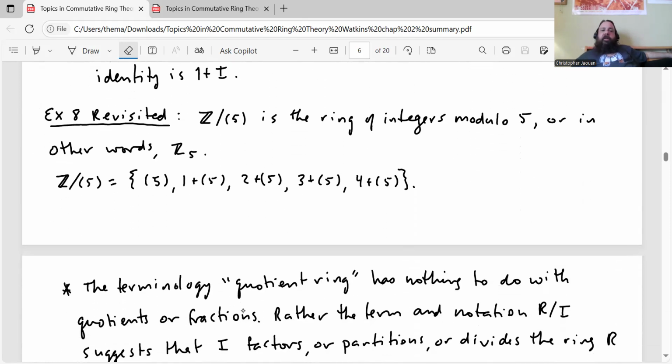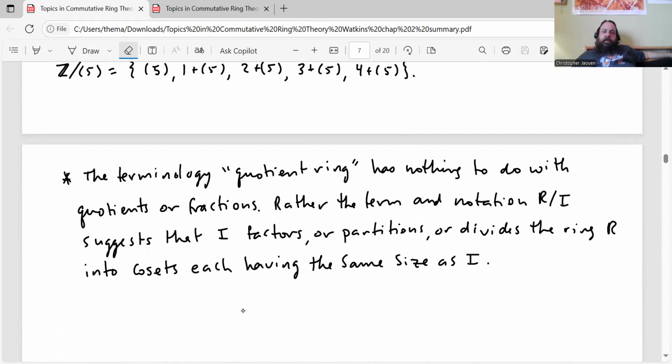Example 8 revisited here, just so we can see an example of a quotient ring. Z mod the principal ideal generated by 5 is the ring of integers modulo 5, or in number theory, we would usually write this as Z with a subscript of 5. So in other words, there are 5 elements here. They are the equivalence classes of the integers upon division by 5. So you get all the remainders, in other words. Let I be the principal ideal generated by 5. Then you get 0 + I, 1 + I, 2 + I, 3 + I, 4 + I.